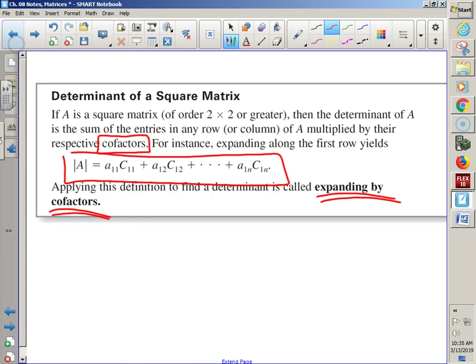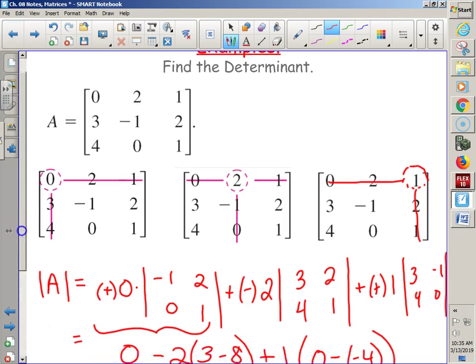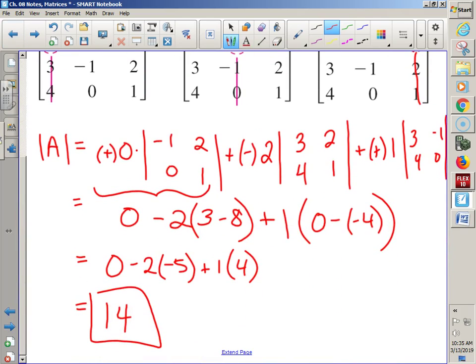But the cool thing is, kiddos, if you can follow the pattern, you can actually do basically all of the homework except for the technical stuff, as far as like, if they ask me for a cofactor or a minor, I might not know what that is.